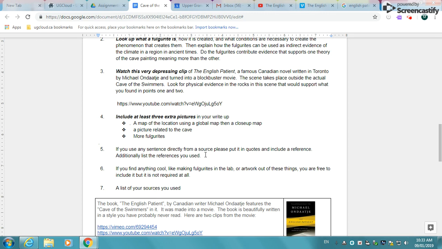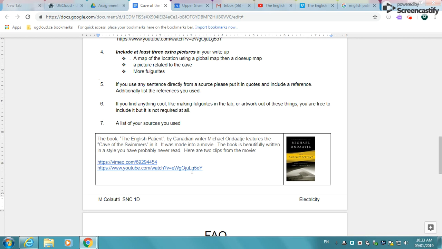If you use any sentence directly from a source, please put it in quotes. It's not hard to do, and then toss the reference in underneath. If you find anything cool, like making fulgurites at home or artwork, you are free to include it, but it is not required. And I would like your sources. You can put them in as a footnote. A footnote is terribly easy to do.